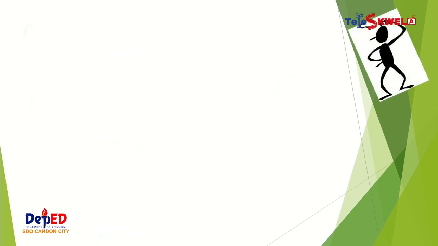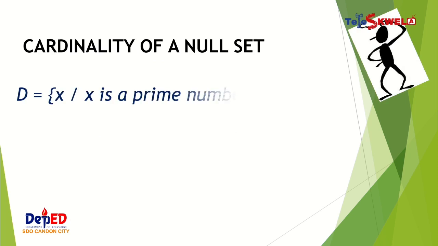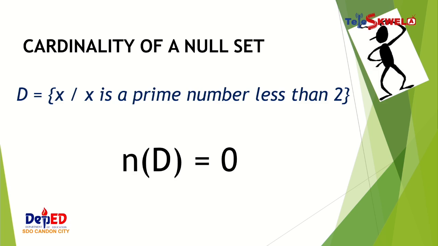Now, what is the cardinality of a null set? Let us look at this example. Set D is a set that contains the element x such that x is a prime number less than 2. Since there is no prime number less than 2, then D is a null set. So the cardinality of D is 0.